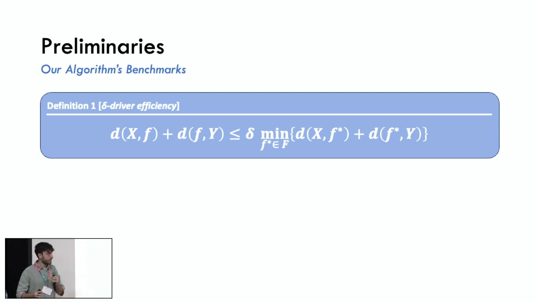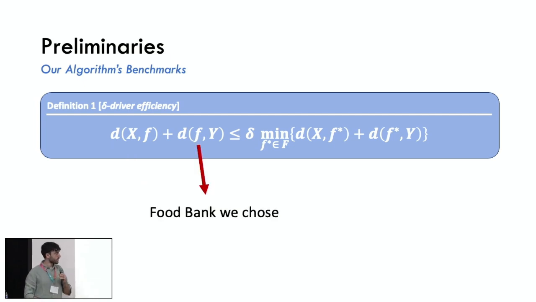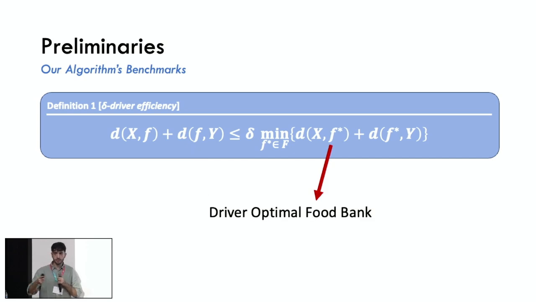The first guarantee is a driver efficiency guarantee, which we call delta driver efficiency. And here, D is the distance metric. X and Y are the origin and the destination, same as previously. F is the food bank that we choose. And F star is the food bank that minimizes the distance that the truck driver has to drive. So math aside, essentially a matching algorithm that's delta driver efficient means every truck driver will not have to drive more than delta times their optimal driving distance.